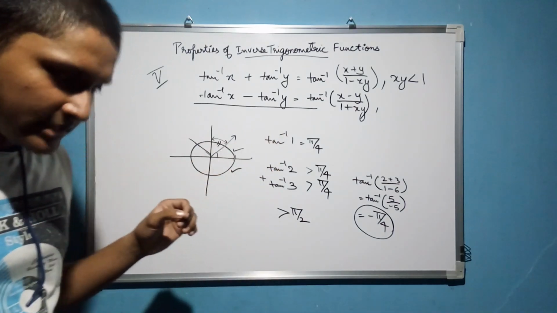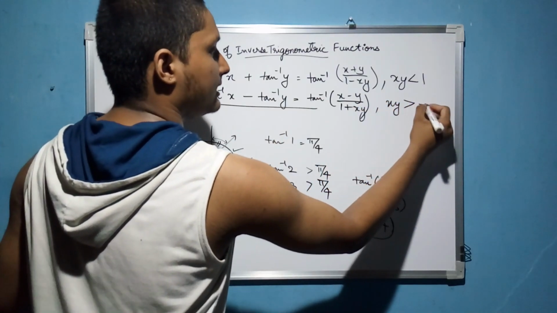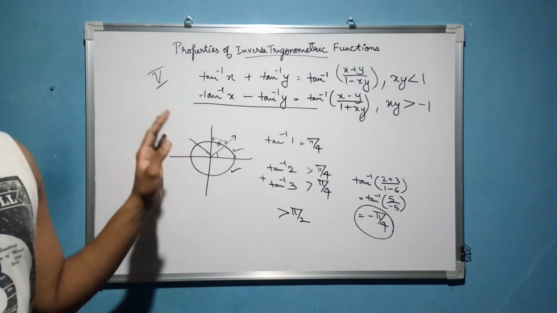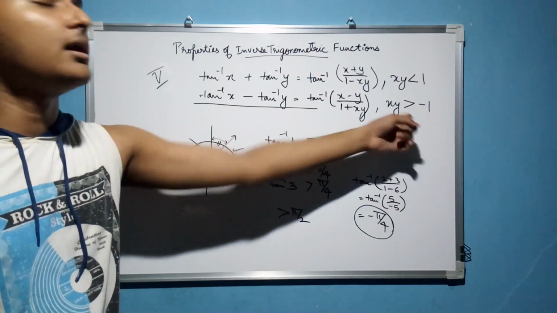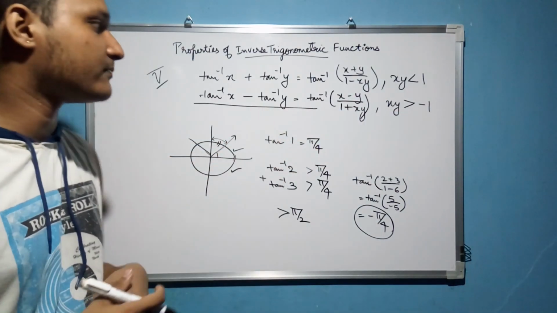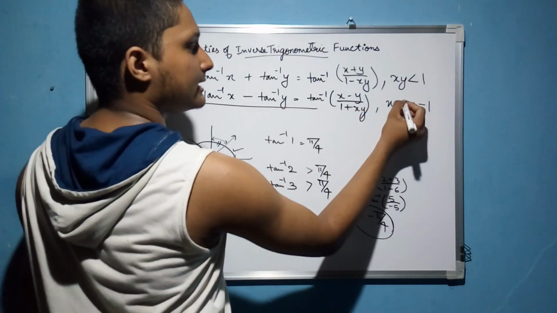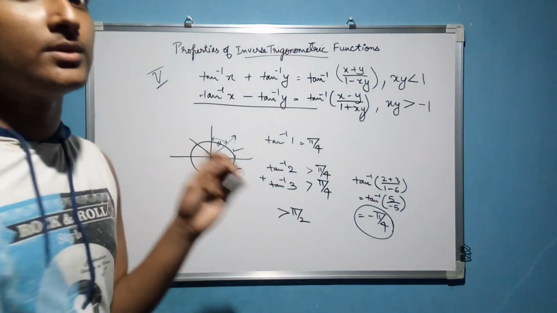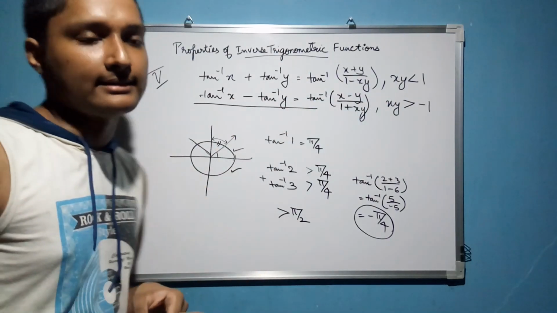Similarly, you also need to have xy greater than minus 1 in this case. It is just the opposite of that, because you are multiplying by minus 1 on both sides. What are you going to get? The inequality is going to change when I multiply by minus 1, so it is going to be like that.